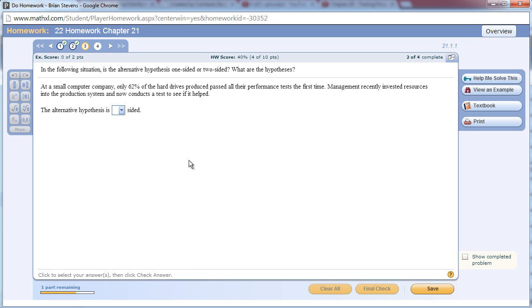At a small computer company, only 62% of the hard drives processed passed all their performance tests. Management recently invested resources into the production system and now conducts a test to see if it helped. So when we think about things helping, we want more hard drives to pass. If they're trying to see evidence that it helped, we would assume right here a one-sided alternative because we want to see it helped.